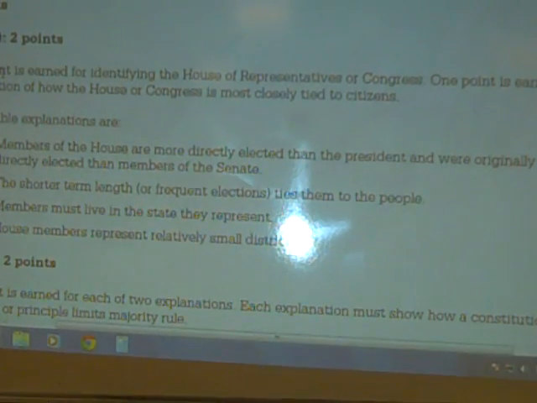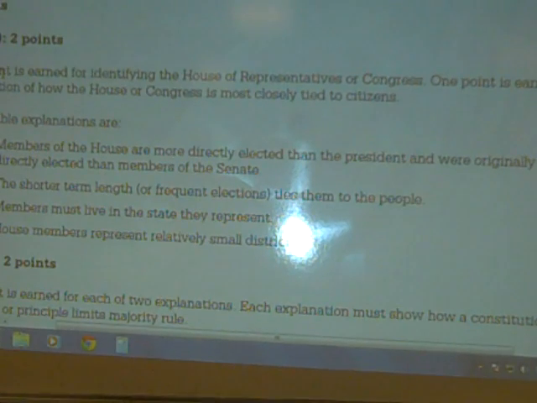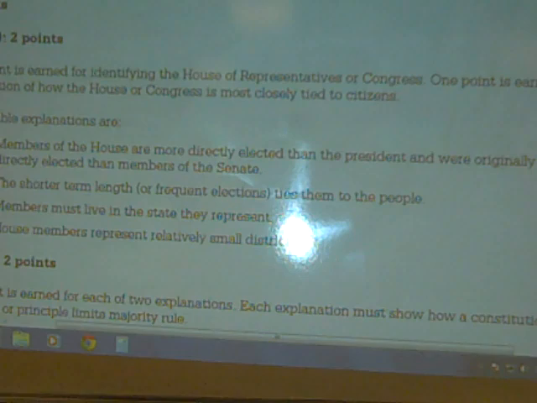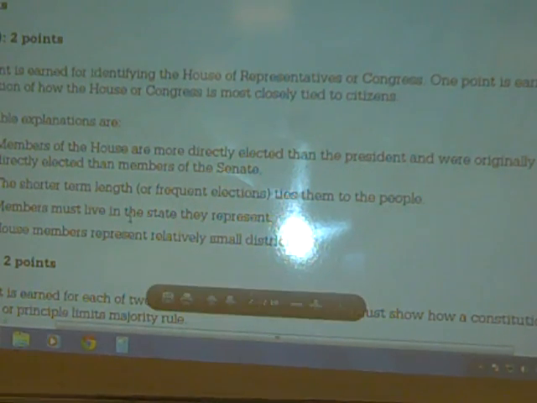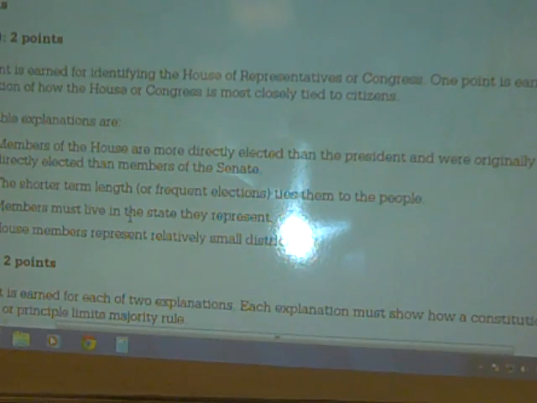You could have just said plain old Congress. You're a little bit wrong because the Senate was not as closely tied to the people. But you could have said the House of Representatives or Congress, and then 1 point is earned for an explanation of how the House or Congress is most closely tied to the people. Well, what's a good explanation? Because notice here you have a point for saying the part of government and a point for saying the explanation.